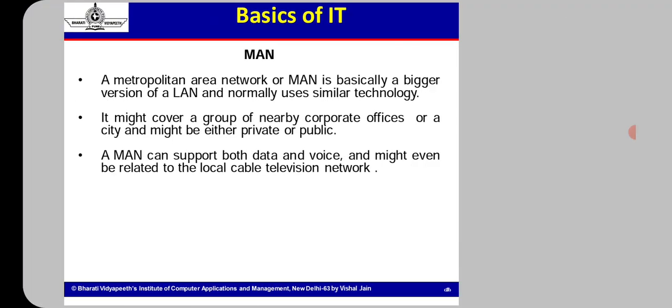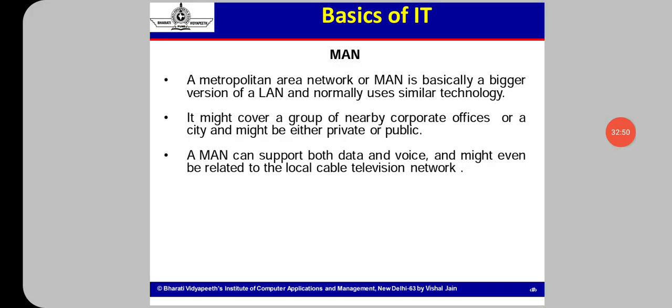So the second category of network is called MAN, a metropolitan area network. A metropolitan area network, or MAN, is basically a bigger version of LAN and normally uses similar technology. Generally, a MAN is used to connect two or more cities, like intercity connections. MAN is nothing but a large network.